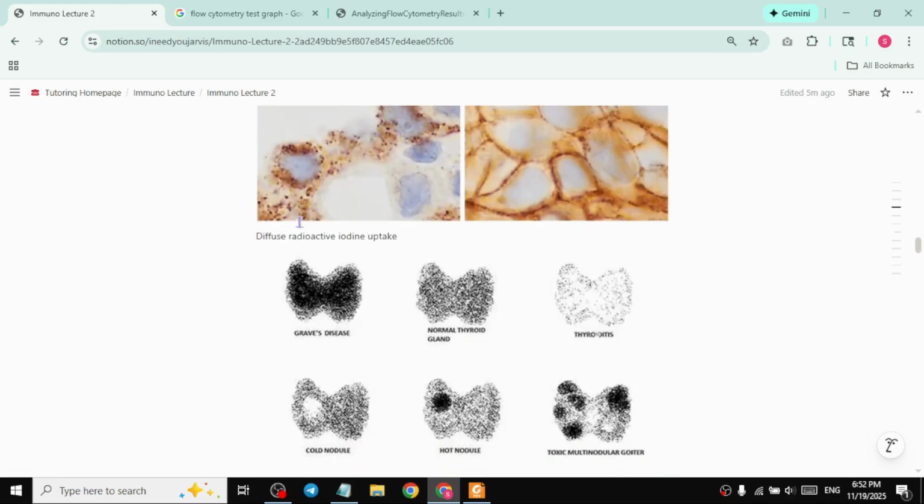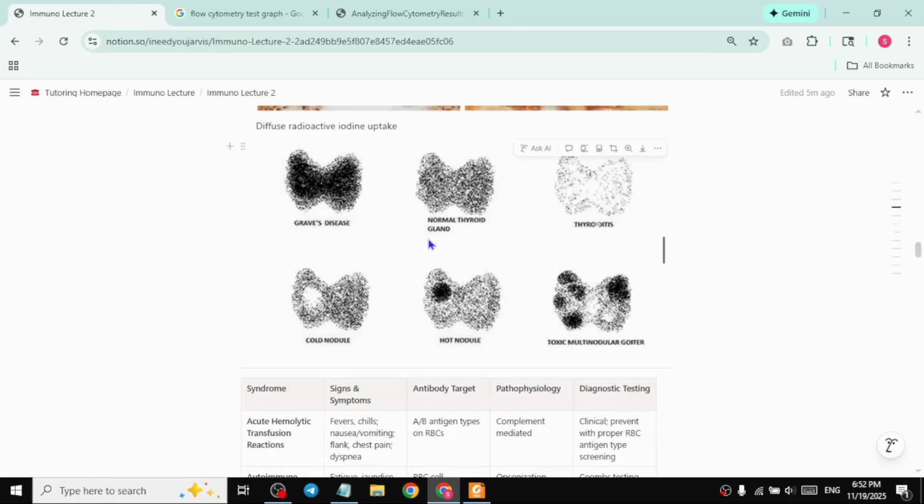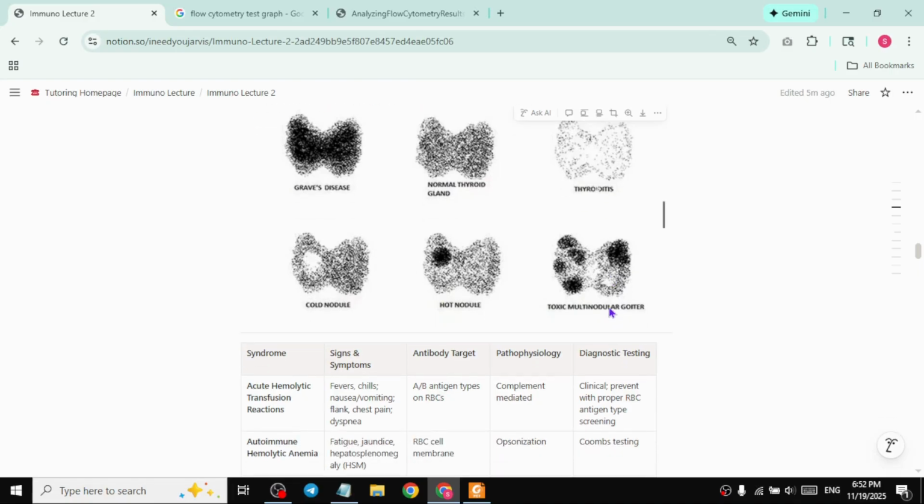Now, otherwise, the last one you can sort of use, and mostly it's reserved for thyroid, which is just diffuse radioactive iodine uptake, right? Basically, what you'll do is the iodine will be marked with some sort of antibody, right? The antibody will go and attach to the tissue or the antigen, right? And the tissue will start to glow, right? So usually with Graves' disease, you see the entire tissue is gray, right? Whereas a nodule or a hot nodule or TMG and stuff like that, you get different types of presentations.